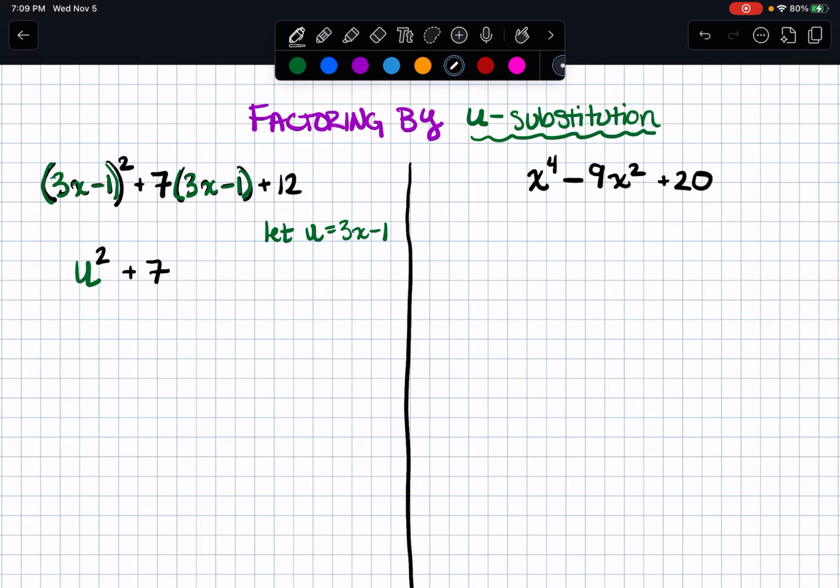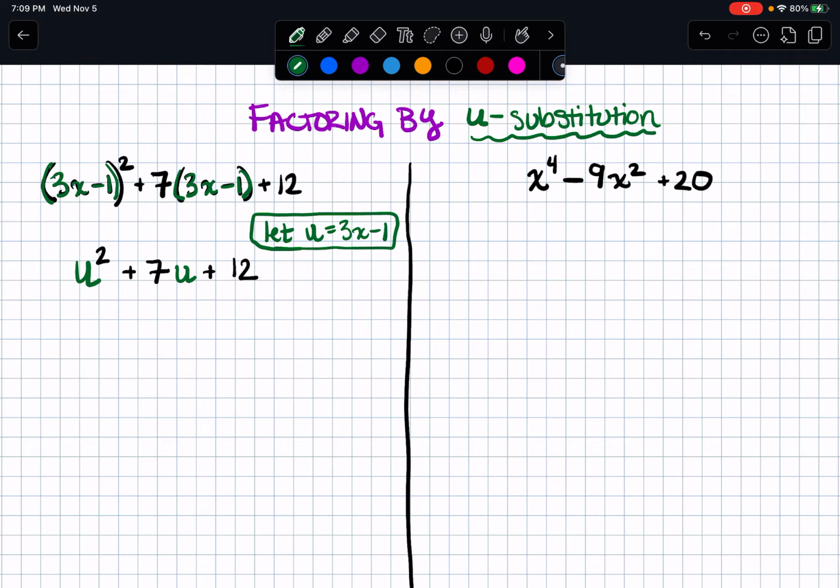So if I let u equal 3x minus 1, I can replace all of those 3x minus 1s with a u. And you can see that my problem looks a lot simpler now. My problem has become u squared plus 7u plus 12. It's important that I record what u equals, because later on, I'm going to want to put this back in terms of x. But using that u-substitution, I've made my problem simpler.